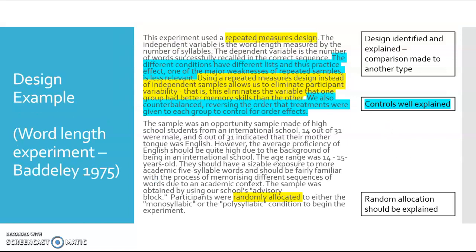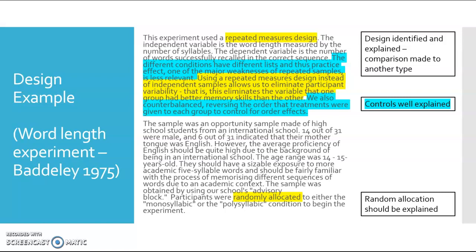This is an example of a replication of Baddeley's experiment of word length. Very simple experiment about how well we can remember longer words compared to shorter words. Anyway, the structure of this is what's important. You can see in the yellow, I've identified where they've explained the use of design. So they used repeated measures and they said why. They said what benefit that has, specifically how that has benefits compared to say independent samples design.